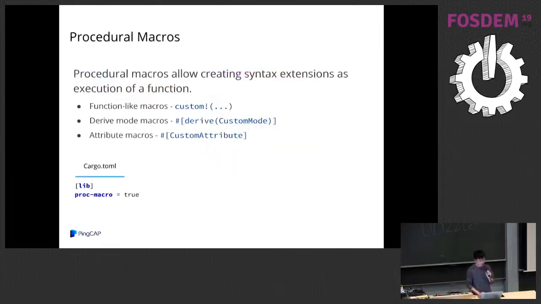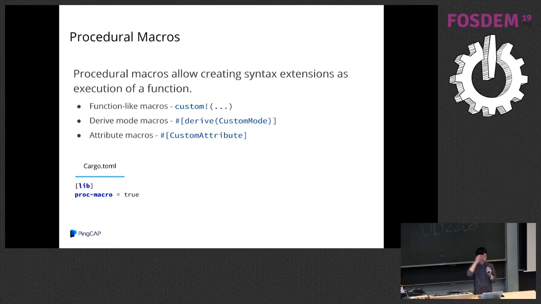So what are procedural macros? Procedural macros allow creating syntax extensions as the execution of a function. For example, you can create function-like macros using procedural macros, and you can create derive macros. For example, here is the custom mod derive created by me, and you can derive this macro for your own type. And also you can use attribute macros.